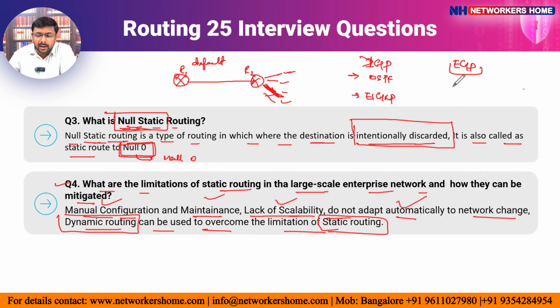Now in EGP, what do we have? We have BGP, Border Gateway Protocol. Even in IGP, we have some more protocols, but they are not being used, for example RIP and IGRP. They are not being used. Apart from that, we have one more protocol, IS-IS. So these are all the protocols that come under dynamic routing.